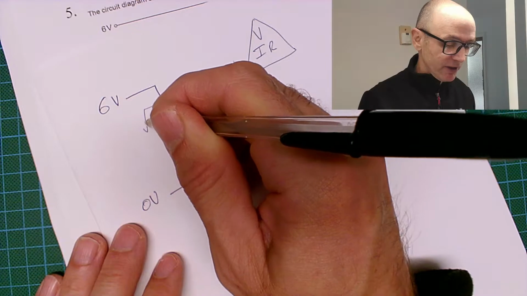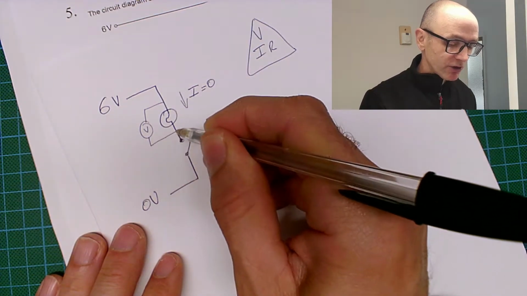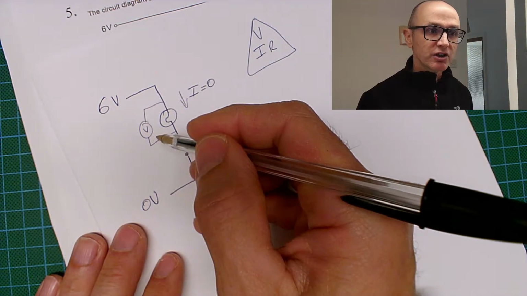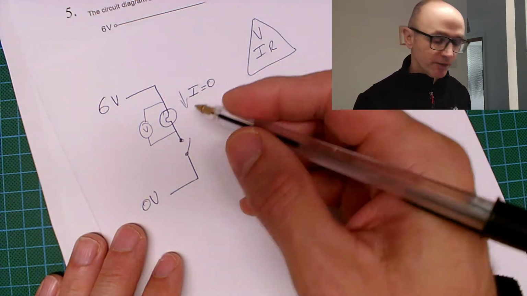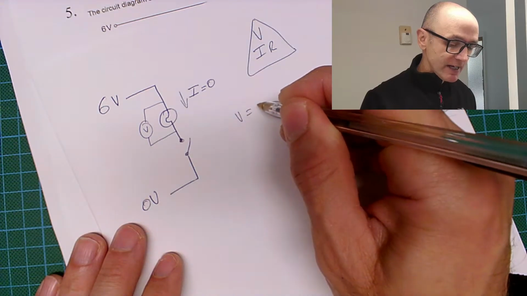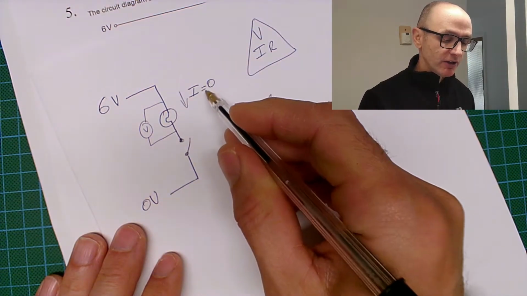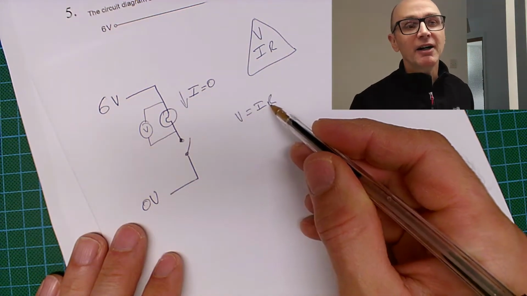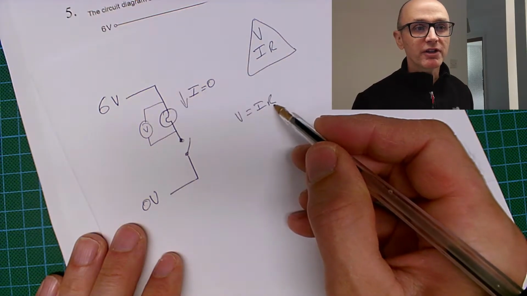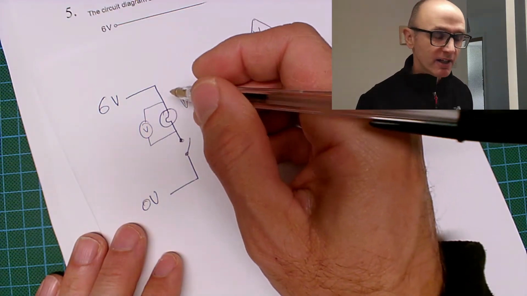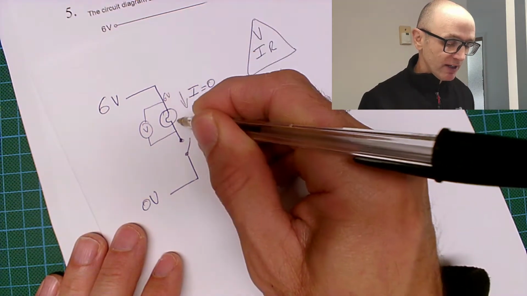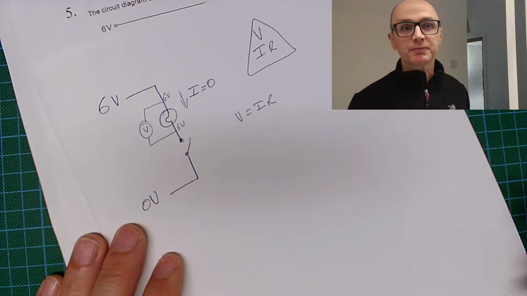Okay, so if I were to put a voltmeter across there, you'll find that there is no difference in voltage, because remember, V equals IR, and if you've got 0 current, whatever the resistance of the lamp, the voltage change will be no change. So if we start with 6 volts there, then we still have 6 volts there.